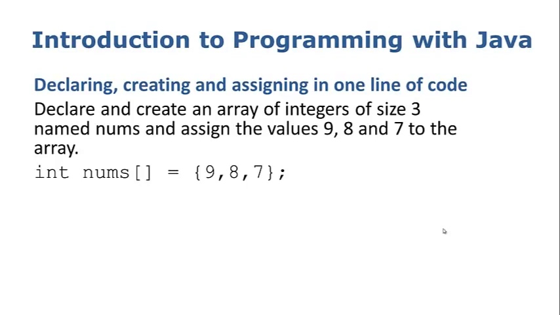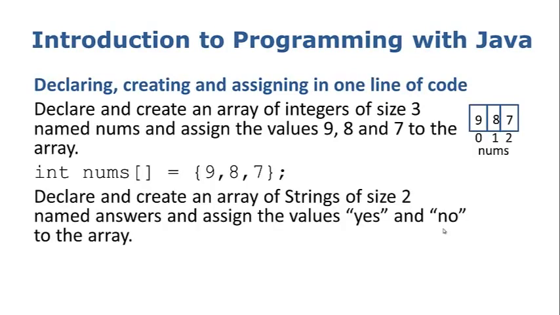And that's going to create an array labelled nums, indexes 0, 1, 2. So again, the indexes always start at 0 in an array, like when we did strings. And here we already have the values assigned to the array.